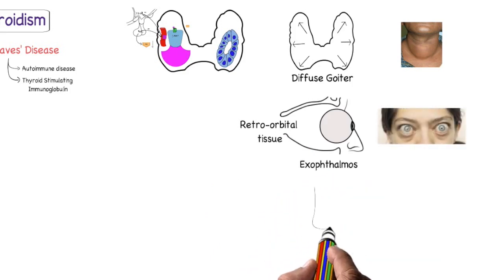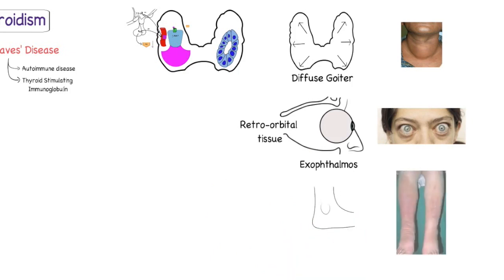The autoantibodies may attack the skin over the lateral malleolus. As a result, there is thickening of skin and collection of connective tissue over there, which is called pretibial edema.